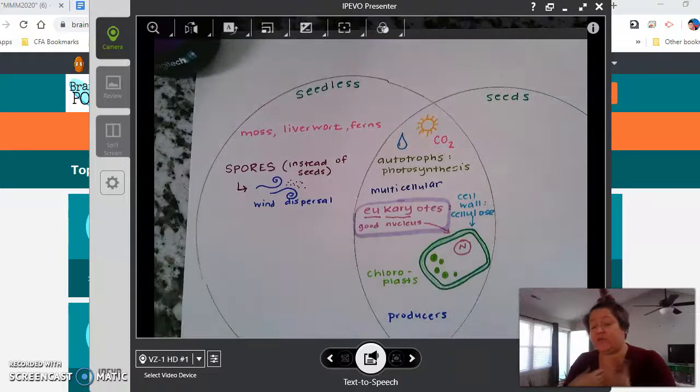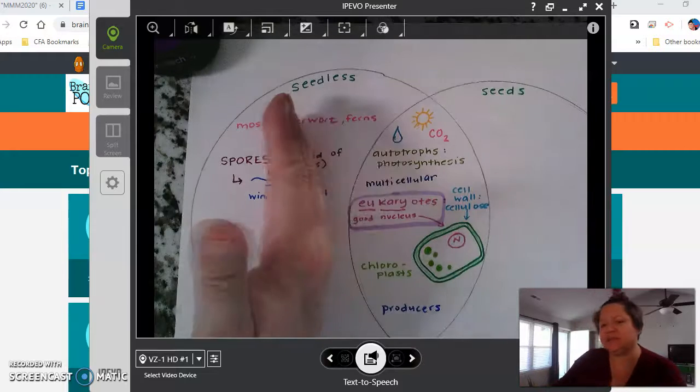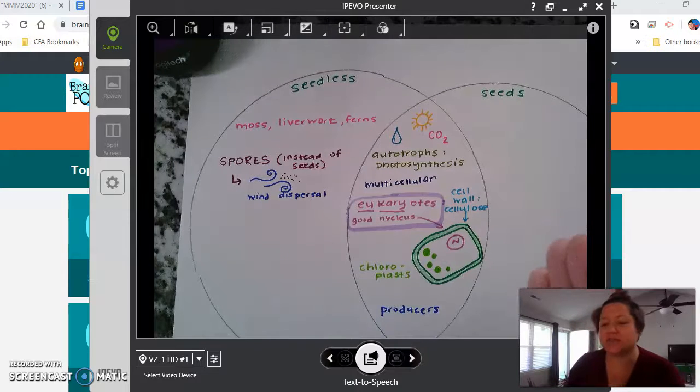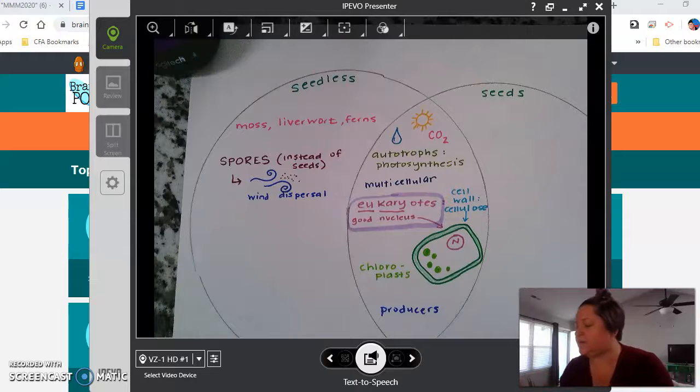These can be both vascular and non-vascular. So there's a lot of ways to classify plants. We're looking at seedless versus seeded. Other scientists might do vascular versus non-vascular. So within seedless plants, you can have vascular plants as well as non-vascular plants.